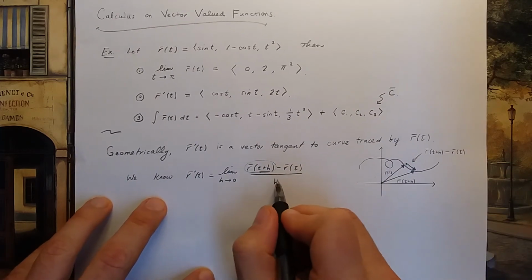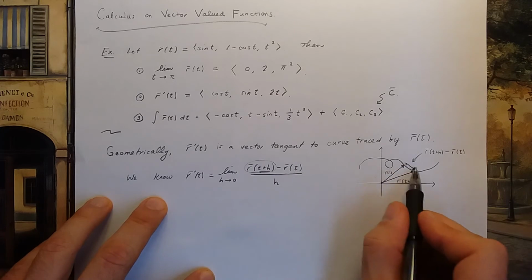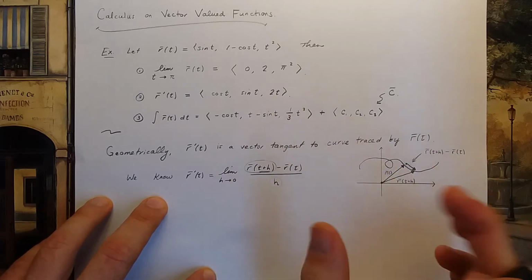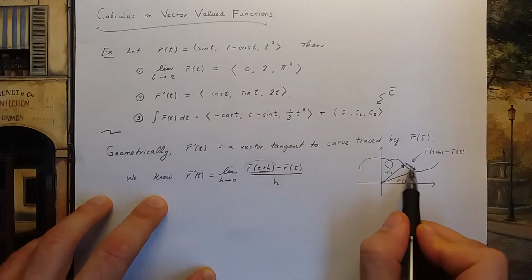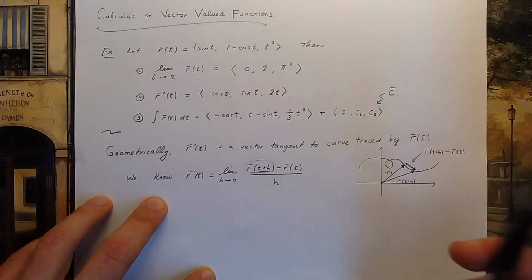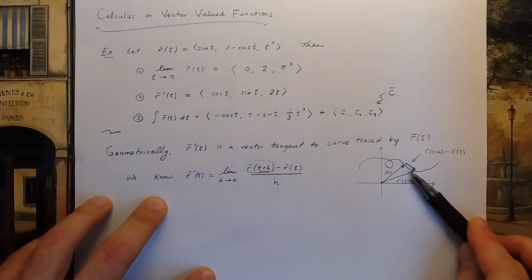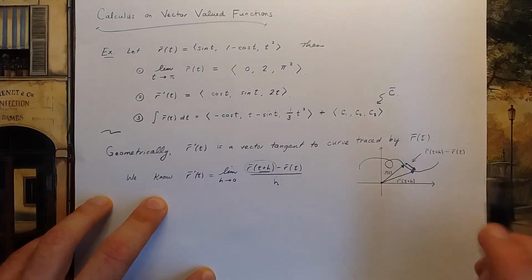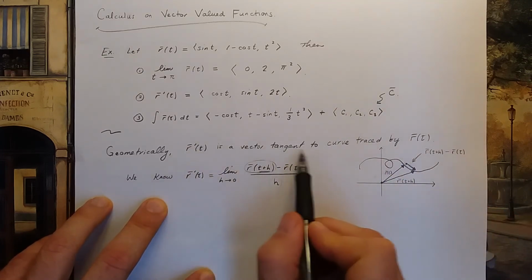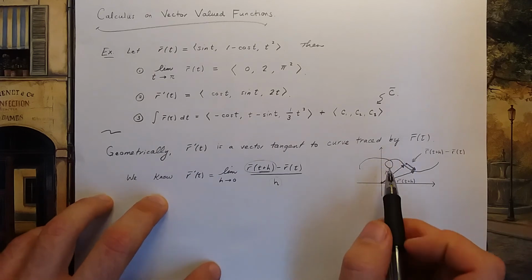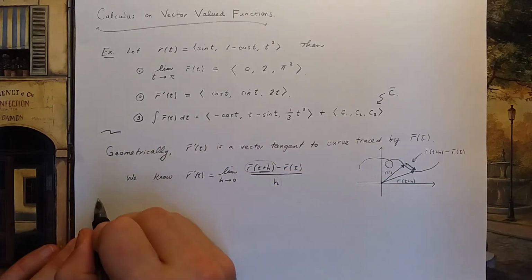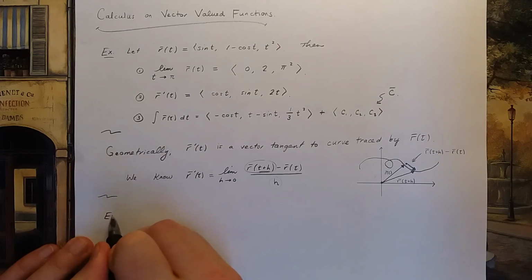h is just a constant, so the direction of the vector is unaffected by dividing by h. It's just scaling the vector. So as I take the limit as h goes to 0, I'm going to get a vector that's perfectly tangent to my curve. That's the geometric reason that the derivative of your vector-valued function is a vector tangent to the curve. Let's end this video with an example.